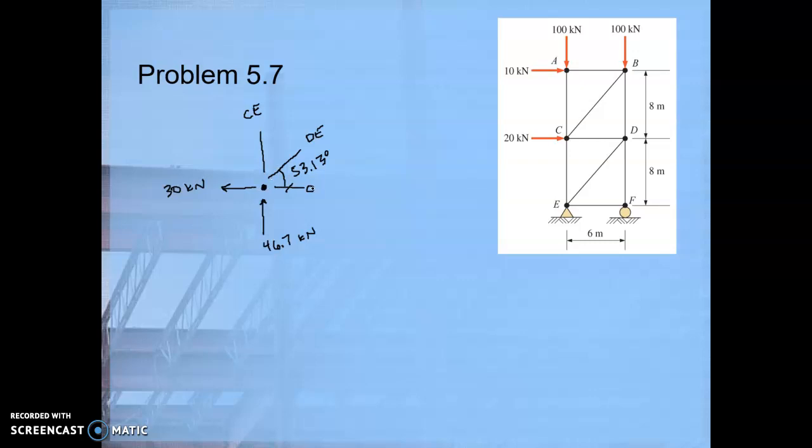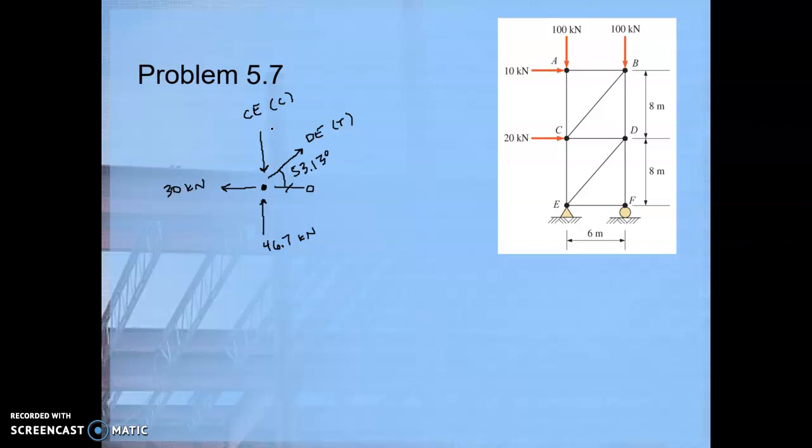Now, the horizontal member here is a zero force member, so it is not going to contribute to the equilibrium of this joint. Therefore, this 30 kilonewton horizontal load must be canceled out by a tension force in DE. It must be pulling away from the joint to the right. So DE is going to be in tension, we believe. And if we look in the vertical direction, we have the reaction force pushing up. We also have a tension force here in DE pulling up. So that's two forces going in the upward direction. Therefore, they must be canceled out by the force CE, which must be in compression.